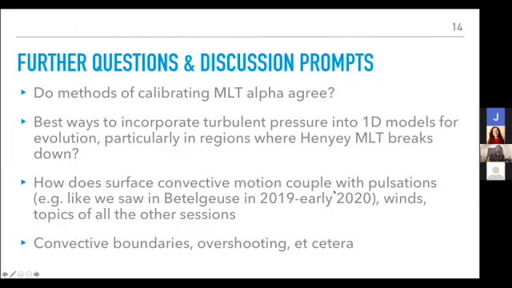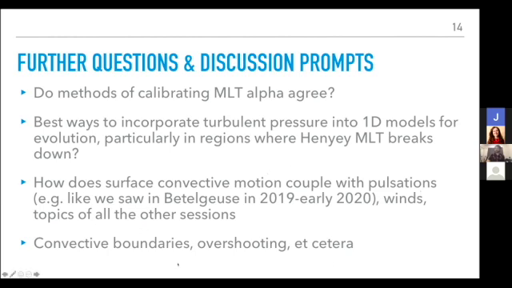Further questions, food for thought: how well do different methods of calibrating alpha MLT, both observationally, theoretically, and the different ways you can calibrate it theoretically to 3D models, agree? What are the best ways to incorporate this important turbulent pressure contribution into 1D models? Currently, the state of the art is pretty rudimentary, if not non-existent, for incorporating turbulent pressure into 1D models.